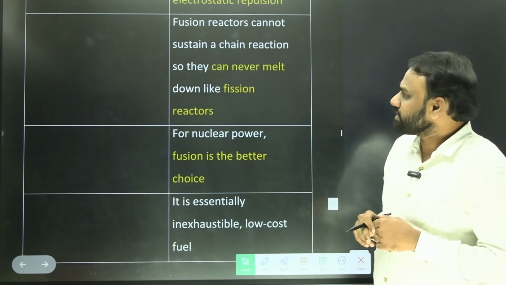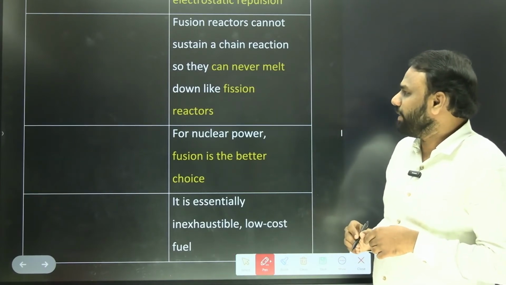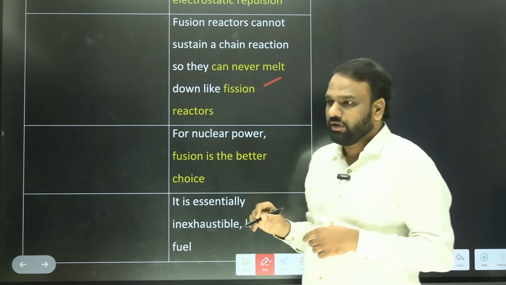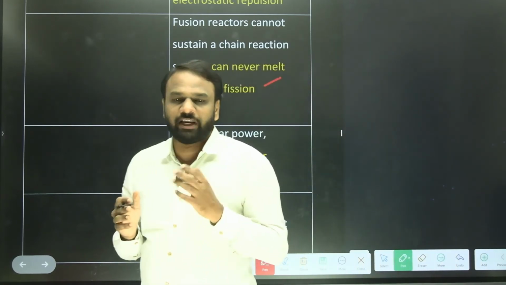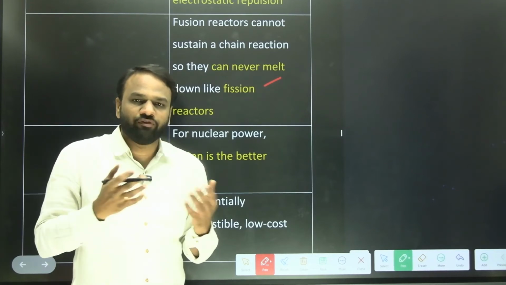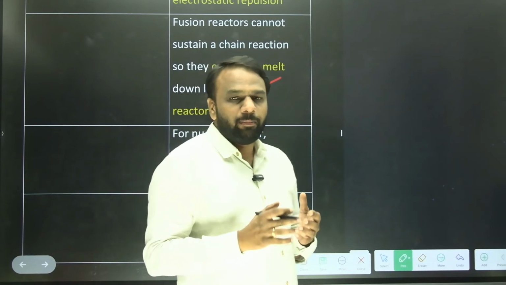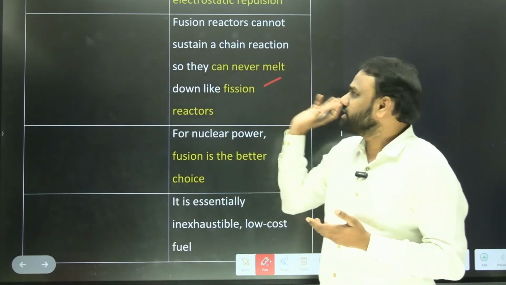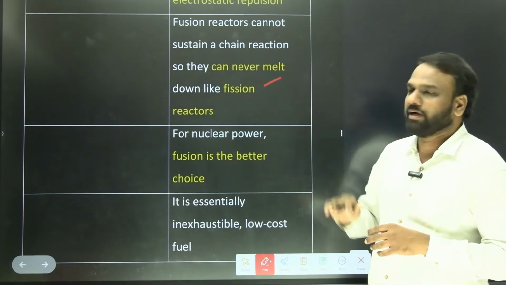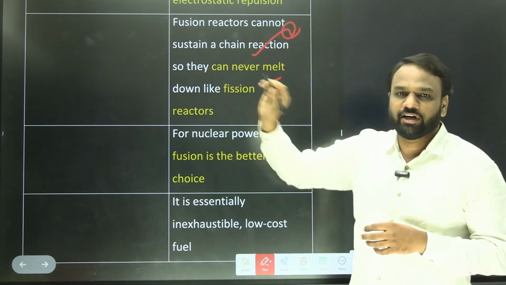Next, fusion reactors cannot sustain a chain reaction, and so they can never melt down like a fission reactor. Very important. Now the chances of fission reactors failing are more, because in fission reactions there will continuously be a chain of events, so finally the whole reactor might fail, it may melt down. But as there are no chances of chain reactions in fusion, there is no chance of meltdown. A very important advantage of fusion reactions over fission reactions.